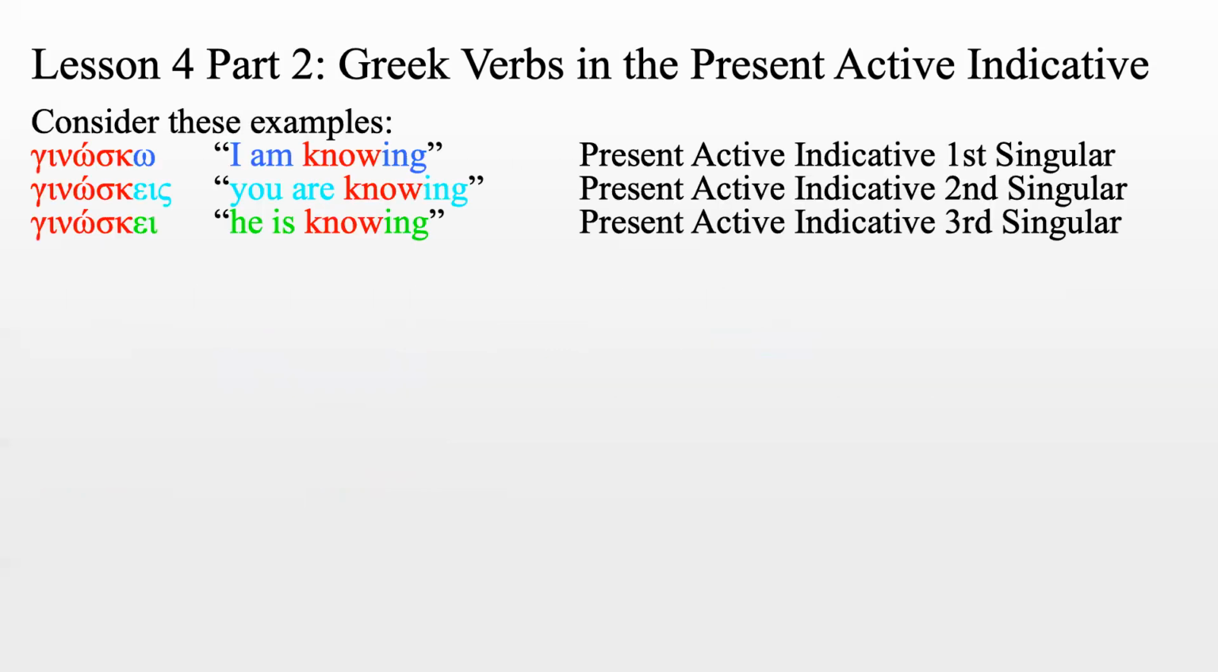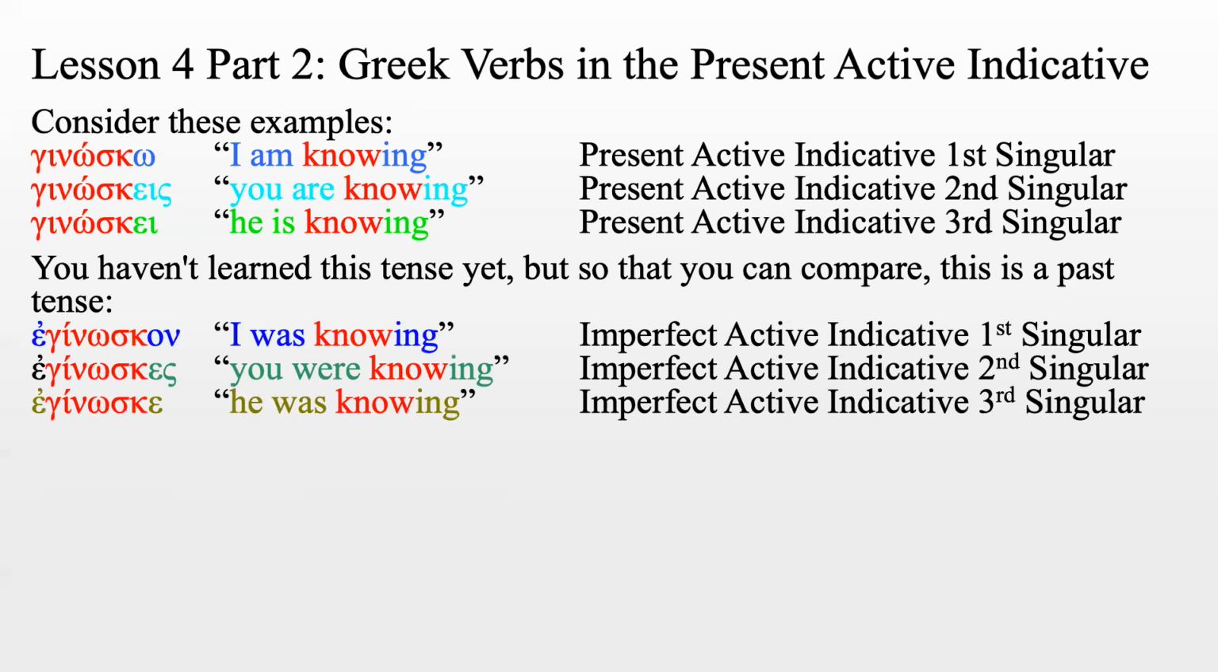Consider these examples. γινώσκω, I am knowing. Present active indicative first person singular. γινώσκεις, you are knowing. Present active indicative second person singular. γινώσκει, he is knowing. Present active indicative third person singular.